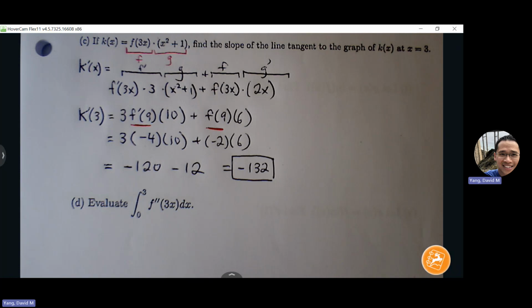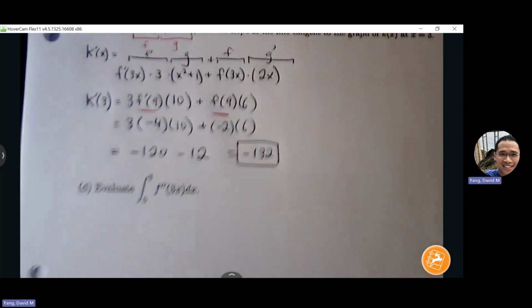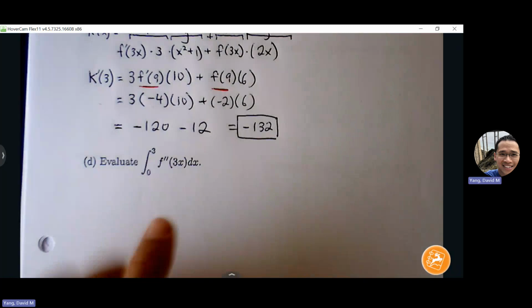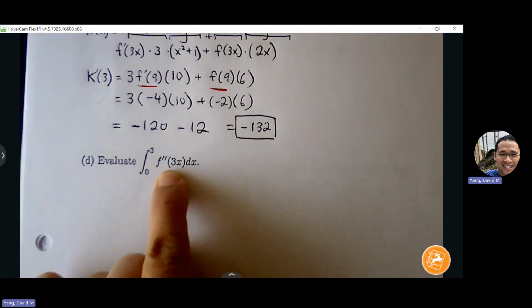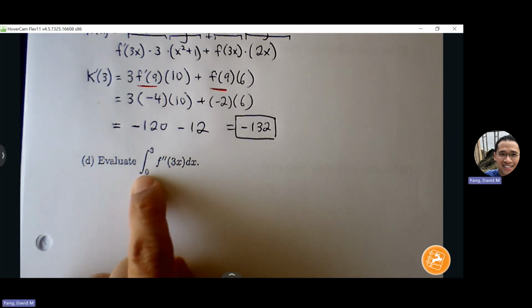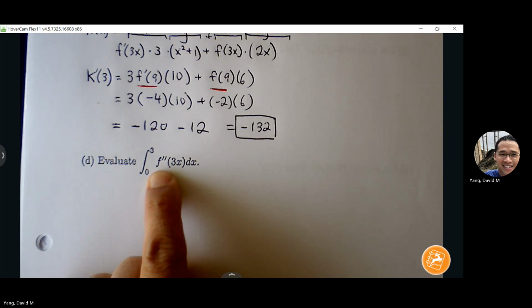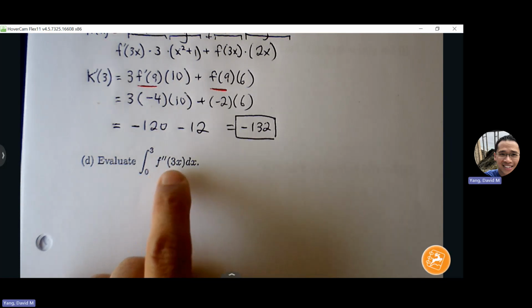Okay, part D. We saw something similar to this. We've got to take the antiderivative. This is in function notation. Ultimately, what's f double prime going to turn into after we make it go through the antiderivative process? It turns into f prime.